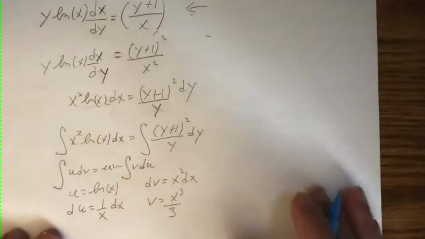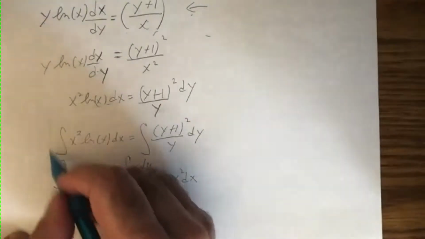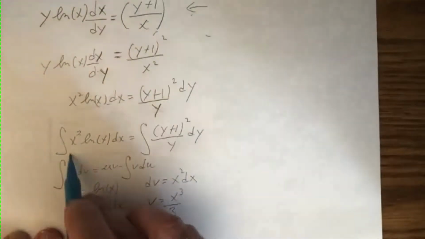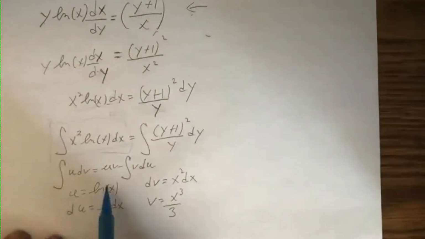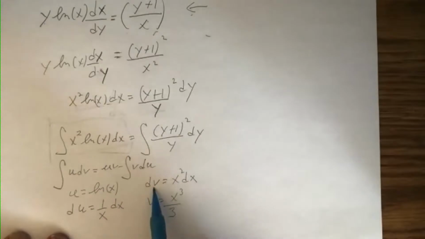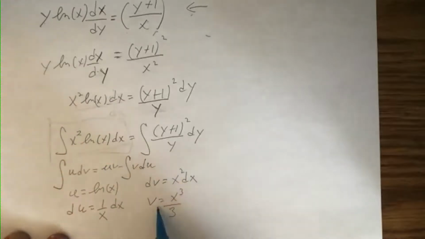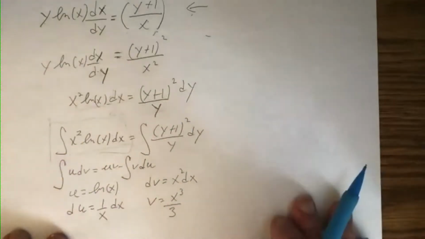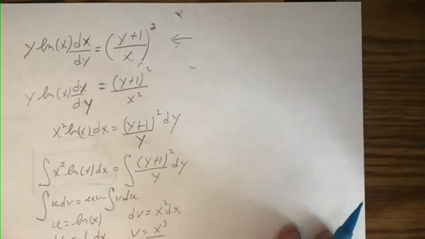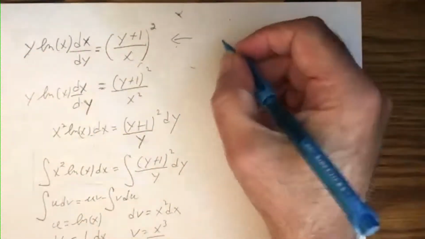Okay. So I'm just working on this integral here. I'm not worried about this right now. I'm just working on this integral here, right? So we can integrate this by parts if we let u equal the natural log of x, then our du becomes 1 over x dx. Then this is our dv, the x squared dx. So then v becomes x cubed divided by 3. Okay.